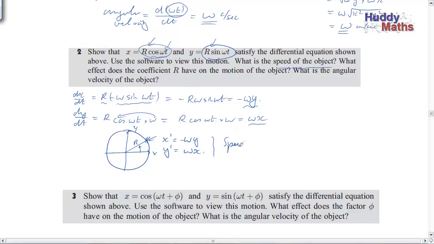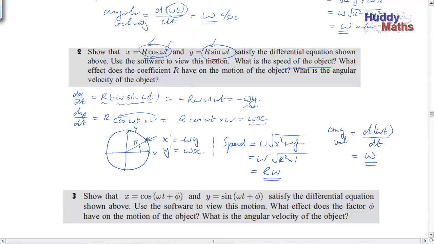The speed will be, I left out the r from the previous one. If we do it again here, we will have omega outside of the root of x squared plus y squared, which is omega by the root of r squared by 1. So it's r omega. Okay, so nearly missed that one out there. What is the angular velocity of the object? The angular velocity is the rate of change of the angle, so it's still omega. Omega is still the angular velocity. Get the idea? All right, just be careful, don't go so quickly here.